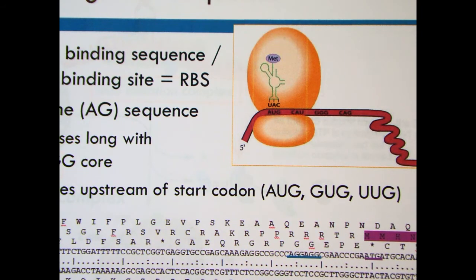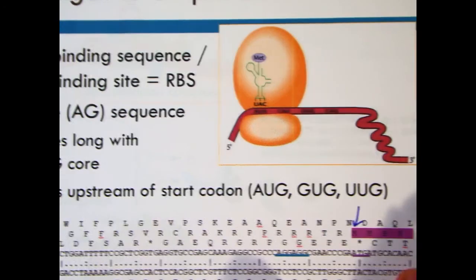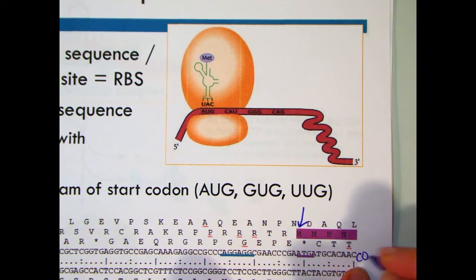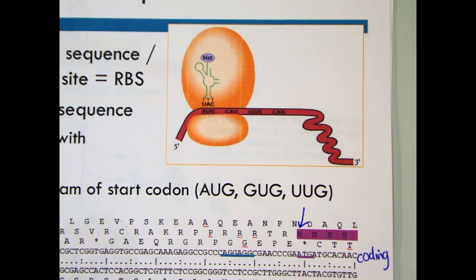And so here is a methionine. I don't know if you can see that, but that right there is an M, which stands for methionine. If we look in the top sequence of the DNA, we see ATG. When we see ATG, we know that is the DNA version of AUG. That should immediately tell us that this is the coding strand, because this strand looks like messenger RNA.